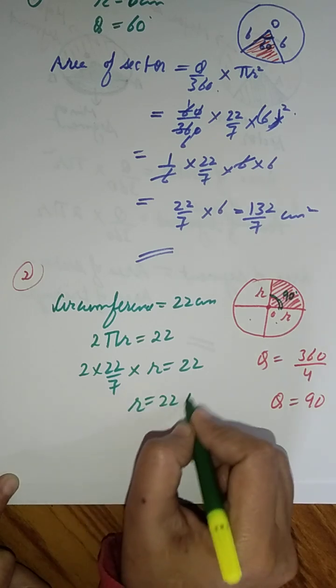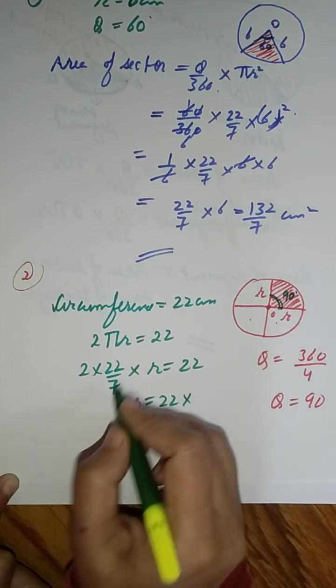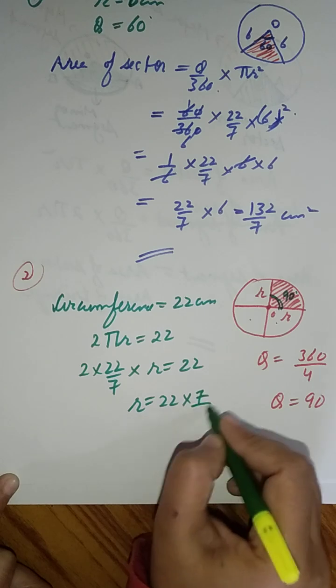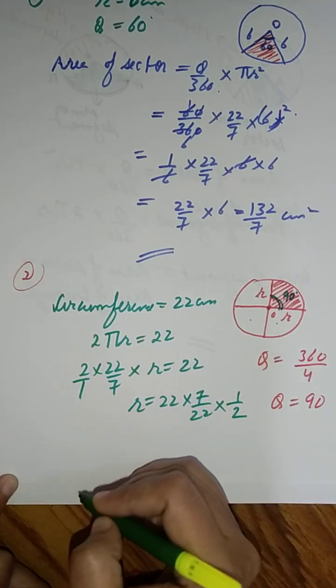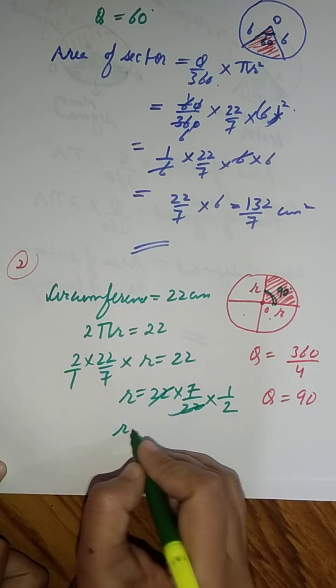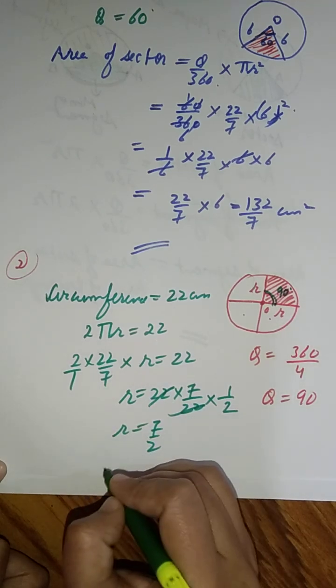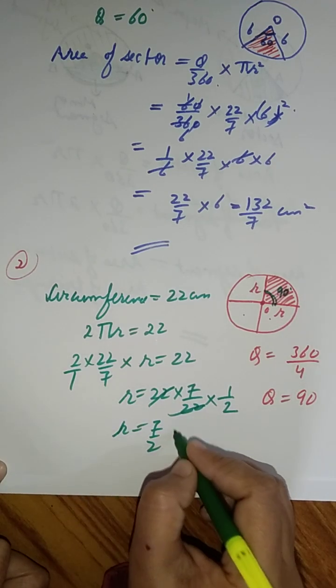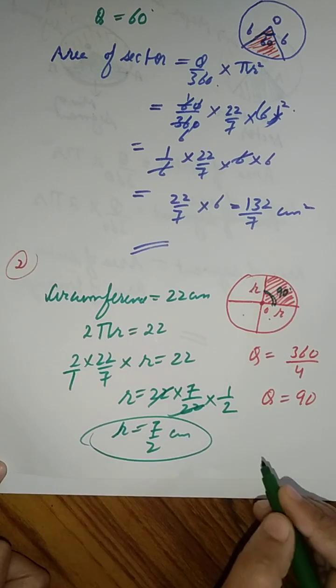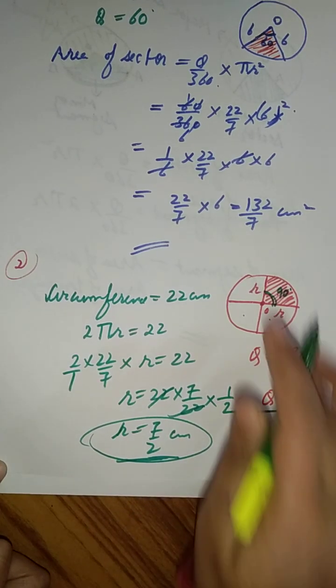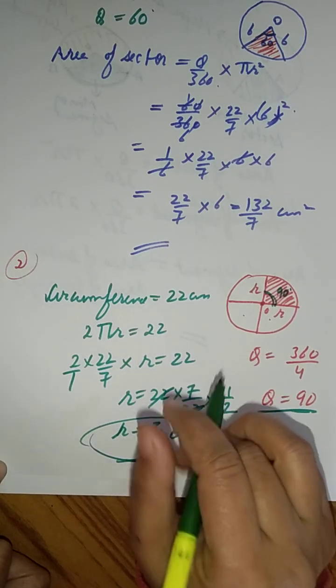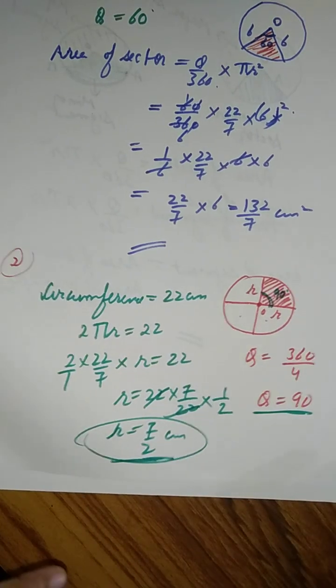If we find r, it becomes 22 into, this 22 by 7 will come 7 by 22. This is 2 upon 1 and it can be written as 1 upon 2. 22 and 22 will be cancelled, and you will get r is equal to 7 by 2 centimeter. Now theta we have calculated, r we have also calculated. Now we can apply the formula of the sector and we can find the area of quadrant.